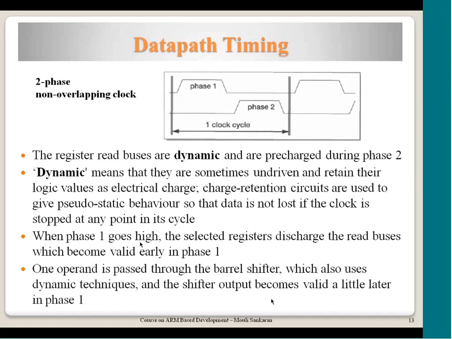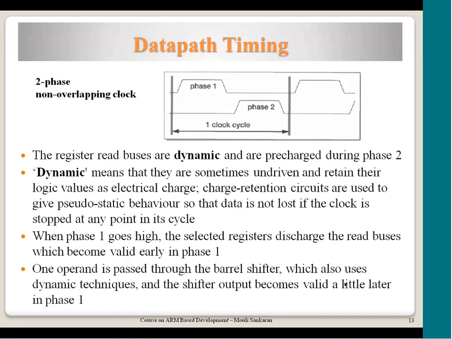So when phase 1 goes high, the selected registers discharge the read buses. That means the selected registers put their values on the bus. During phase 1 they are discharging, which means in the prior cycle the bus is already charged, and when a particular register needs to drive the bus, it discharges the specific bits or lines in the bus based on the content of the register, and then they get latched to the circuitry which is enabled using this phase clock.